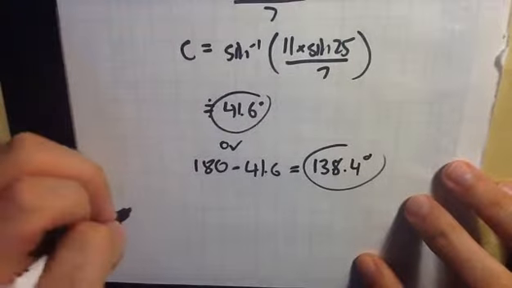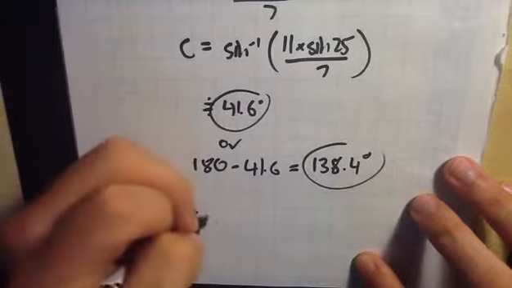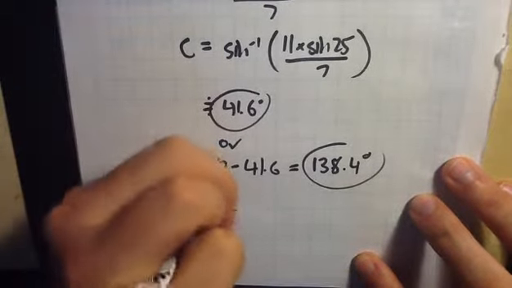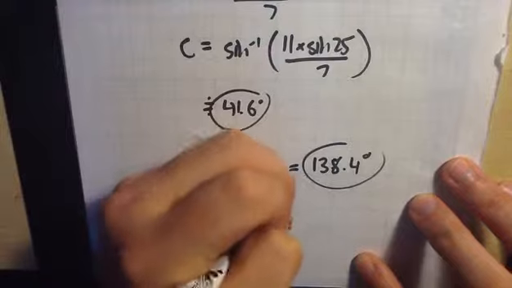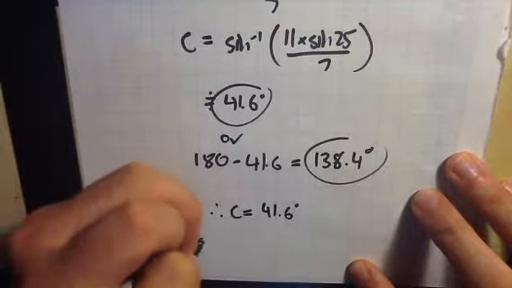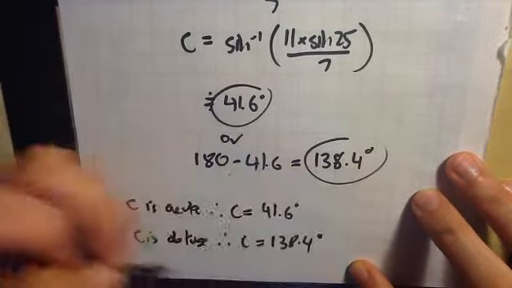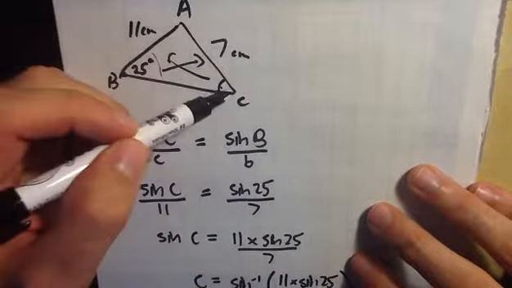Okay, if C is acute, it would equal 41.6 degrees, obviously. But if C is obtuse, it would equal 138.4 degrees. Okay? Now, we're not given enough information in this question about whether C is obtuse or acute.